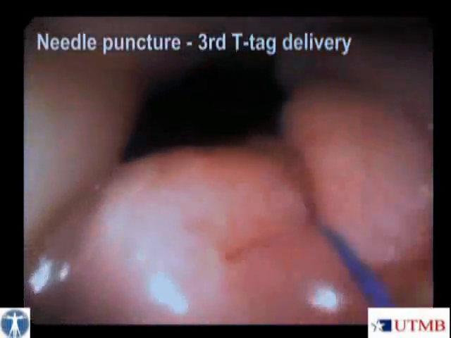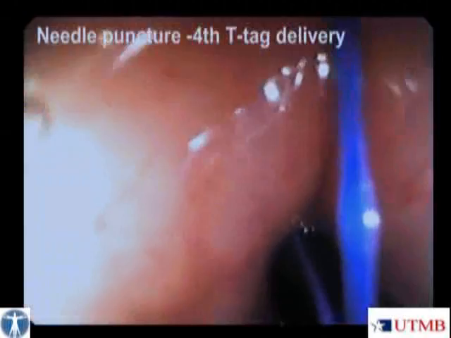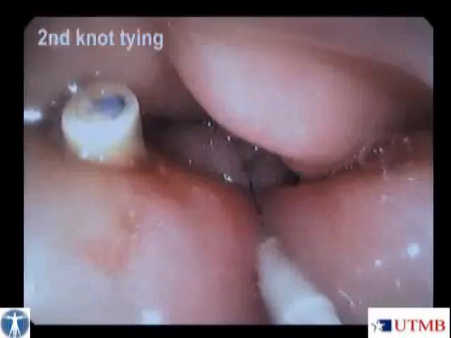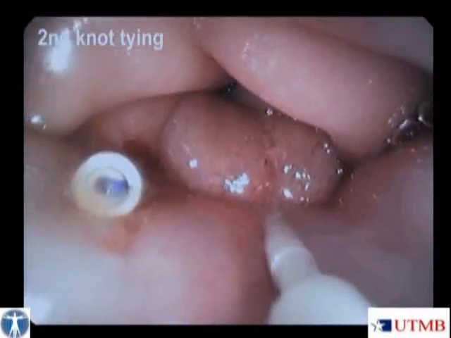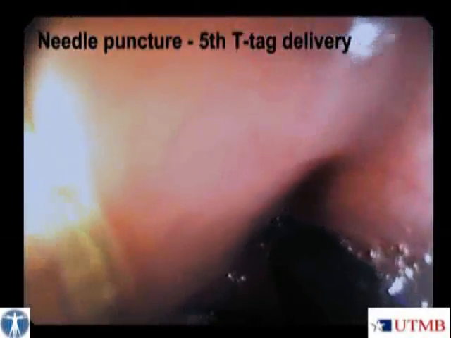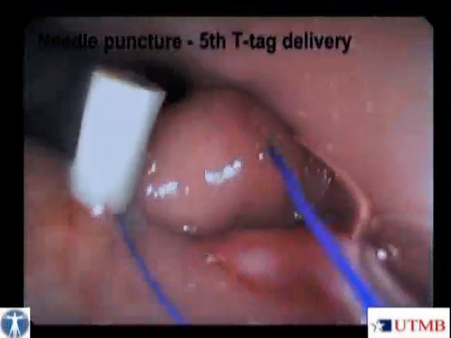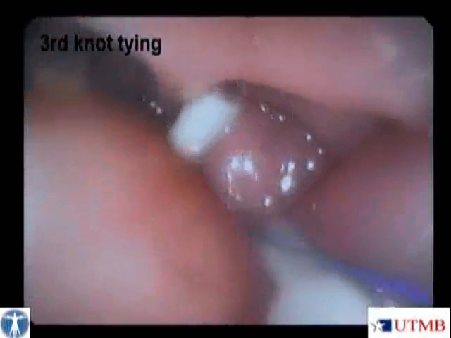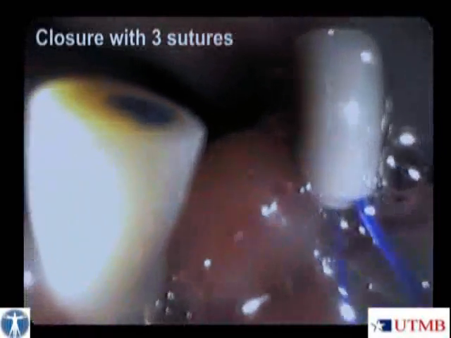Then the third T-tag was inserted to the right of the first suture, followed by the fourth T-tag below, and subsequently a knot tying element was used to make the second suture. Notice the much smaller residual defect after 2 suture closures. Then the 5th T-tag was inserted, followed by the 6th T-tag, and finally a 3rd suture closure was made with complete closure of the circular defect.